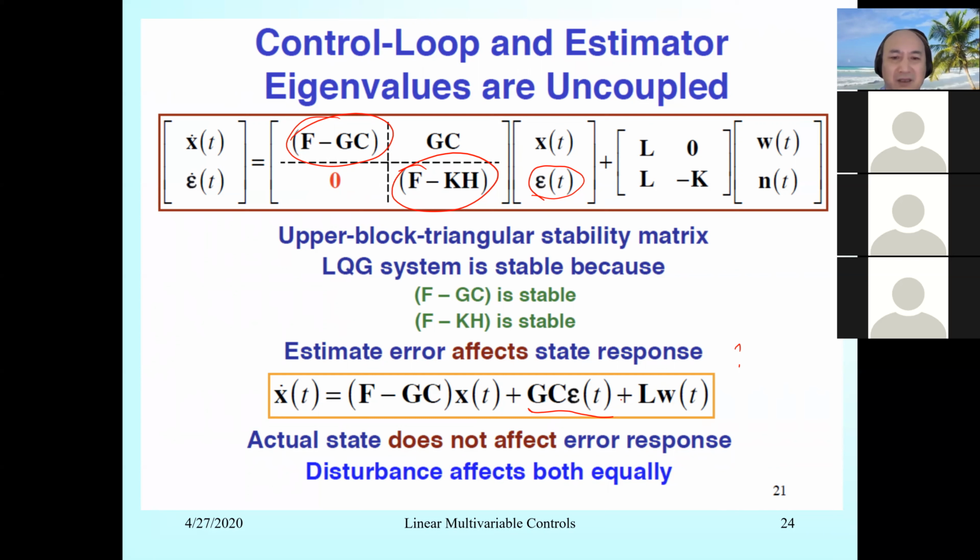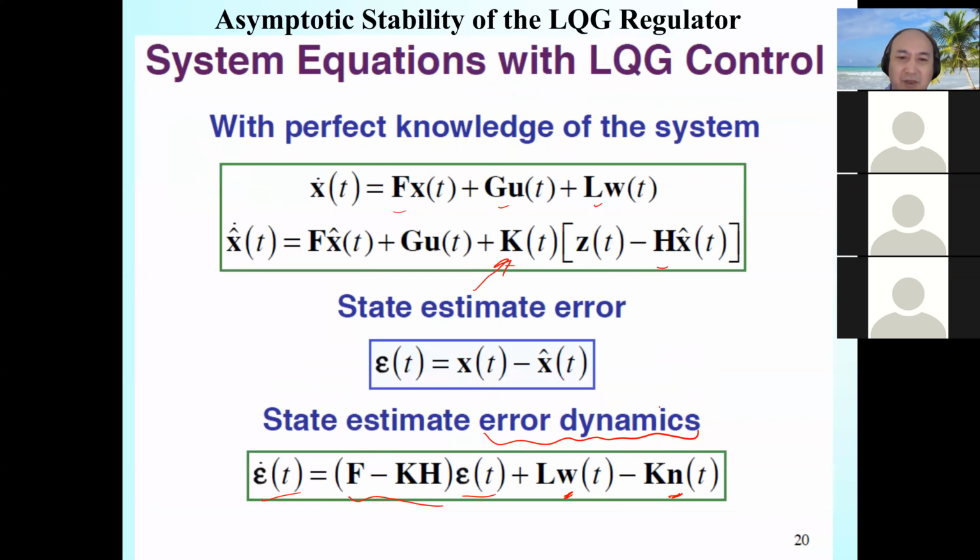But on the other hand, actual state does not affect the error response. But disturbance W will affect both. So go back to this one. W will affect my error. But do we have X in here? No, I don't have X in here. This state is not going to influence my error.